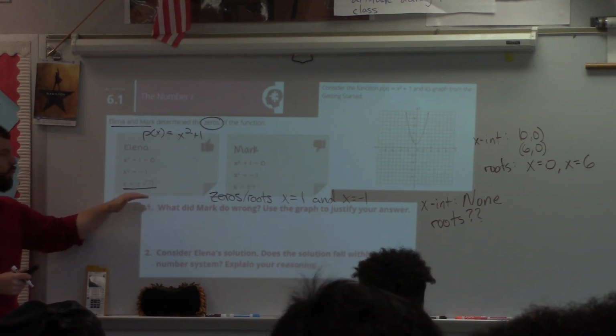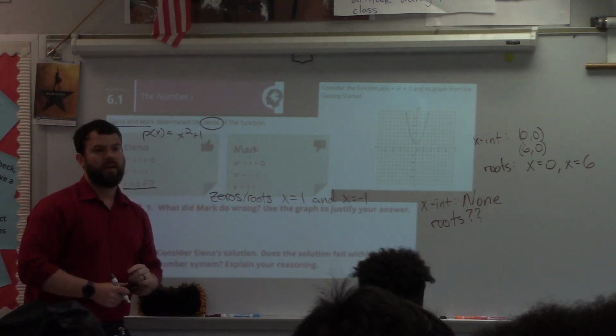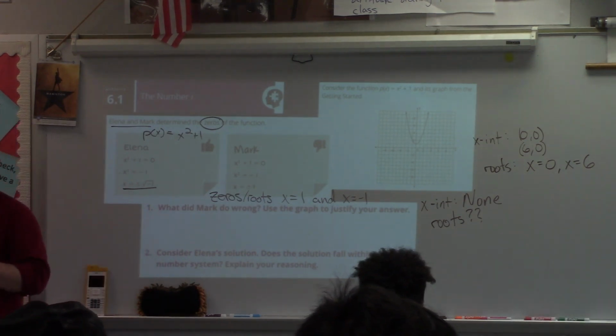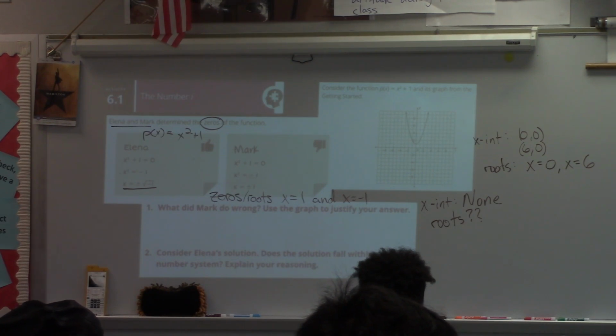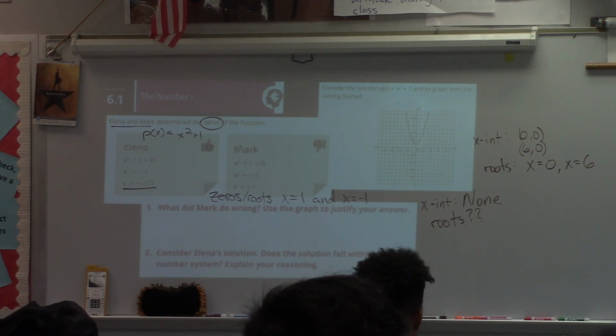But number 1 says, what did Mark do wrong? And use the graph to justify your answer. So Mark went wrong somewhere. Look through his work, look at the graph, and tell us where Mark went wrong. I'm going to give you 90 seconds to talk about it as a small group, then we'll talk about it as a whole class. So 90 seconds, and go.